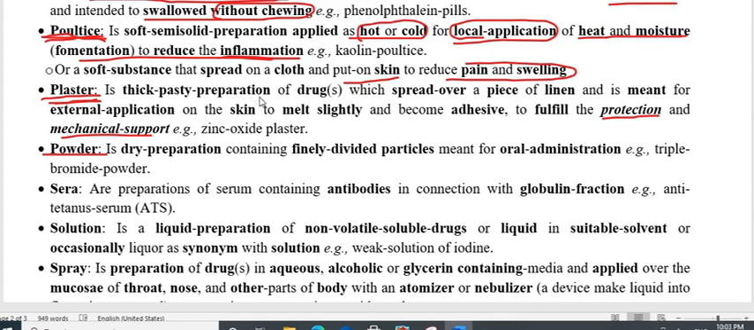So this pasty preparation of drug, which is spread over a piece of cotton or linen, is meant for external application on the skin, and it melts slightly at skin temperature and is used as an adhesive to fulfill protection and mechanical support. It is called plaster. So this is very important.